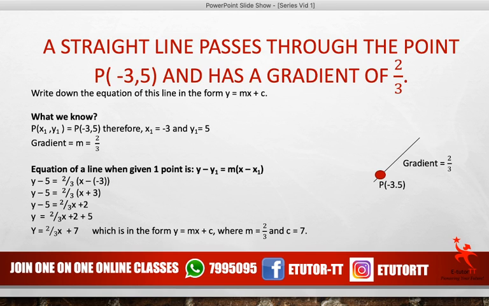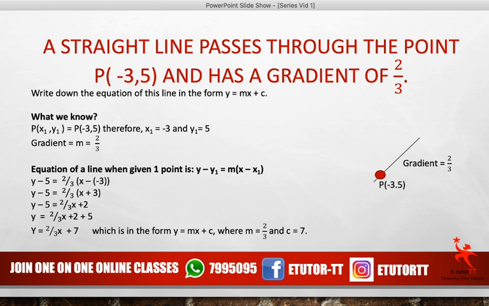So for this one now, what do we know? We know P(x1, y1) is equal to P(-3, 5). Therefore, x1 equals negative 3 and y1 equals 5. Gradient, which is equal to m, is equal to 2/3. Equation of a line when given 1 point is y minus y1 equals m times x minus x1.